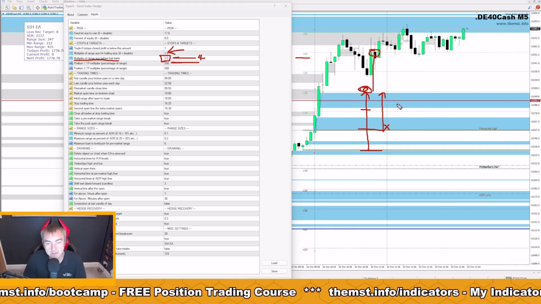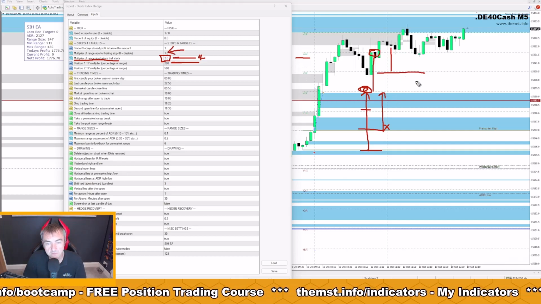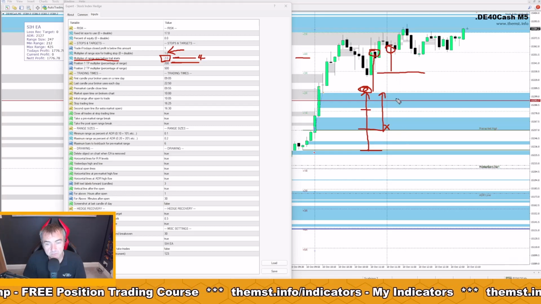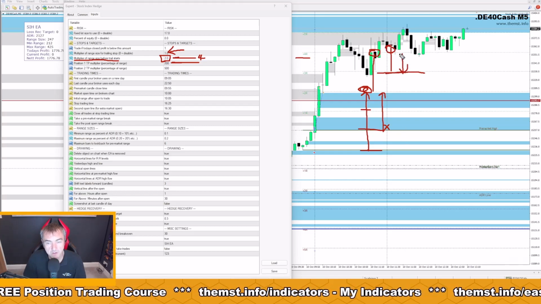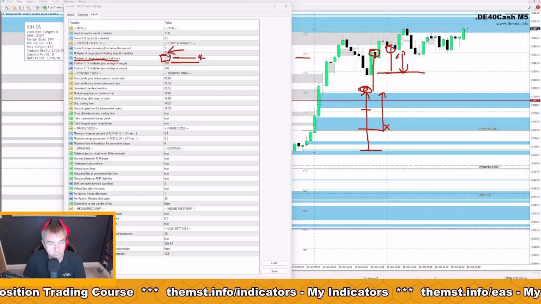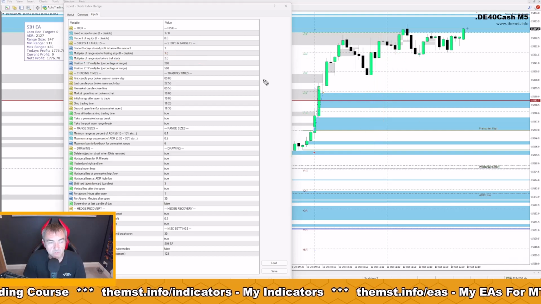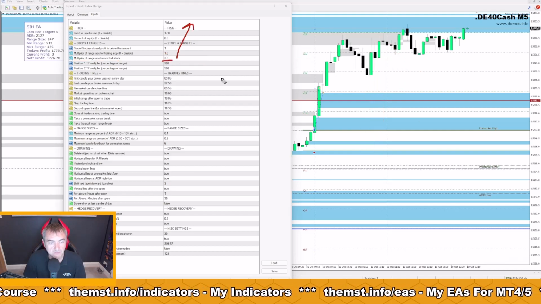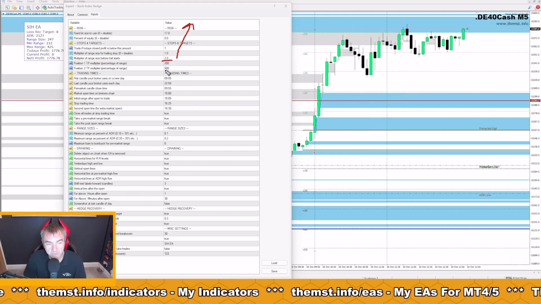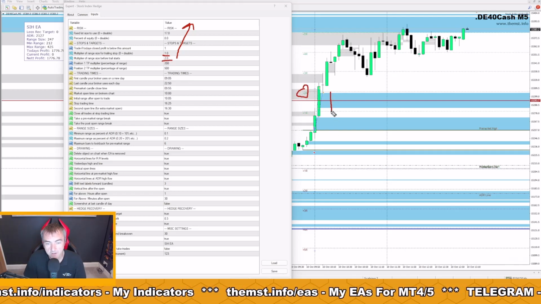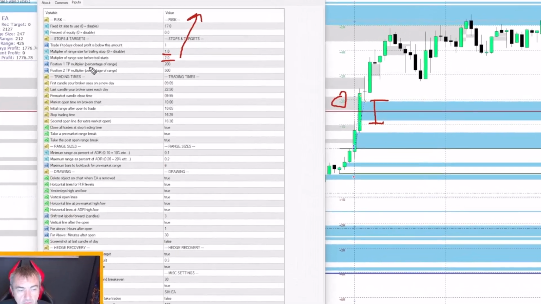Then it would lock in 1R of profit. As soon as we hit this price level, the stop loss would jump up to there, locking in 1R. If you set this number here to a 2, it would put the stop loss there. Basically what we're saying is as soon as you have hit this R level, 2 for example, lock in 1R. So there are your trailing stops.